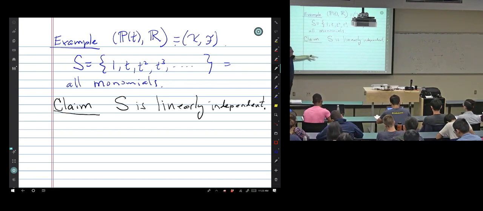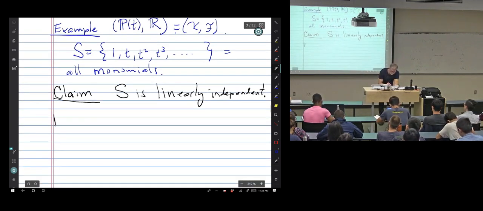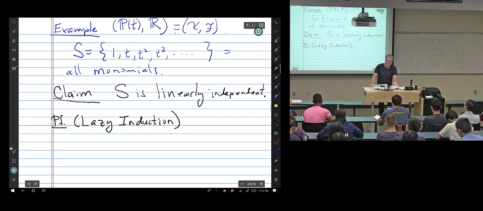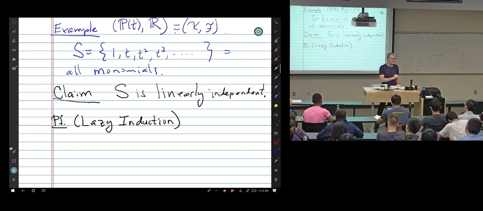Okay, the monomials are linearly independent. I'm going to use a new technique. It's called lazy induction. That doesn't really exist, okay? It means I'm going to cheat a little bit, and then I'm going to paste in the correct proof, which has every single step, okay? I'm just going to give you all of the main ideas.